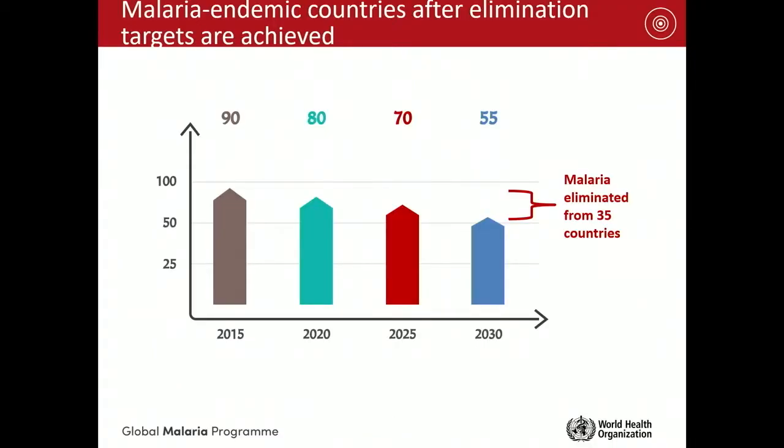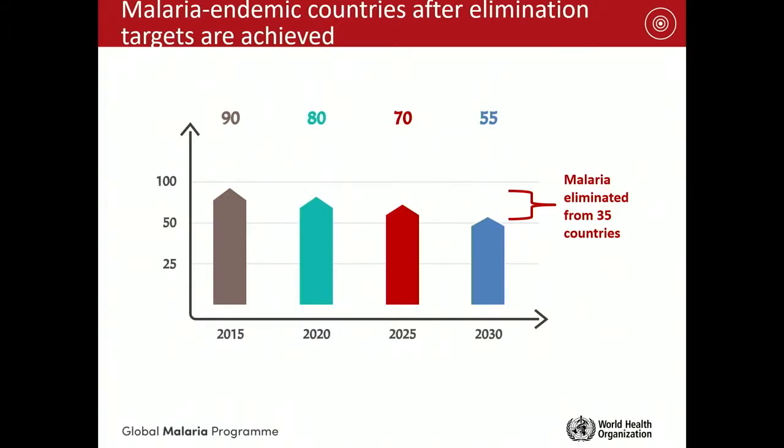So those are our GTS goals, and they seem quite ambitious. The idea of getting 10 countries by 2020 is enough work. Then thinking about the next 10 for 25 and 15 beyond that is really daunting. But it's important to note that even if we make those 35 countries by 2030, we will still be left with 55 malaria endemic countries.